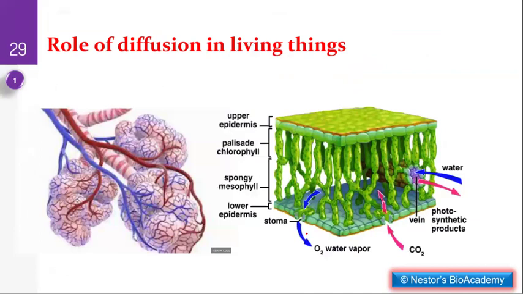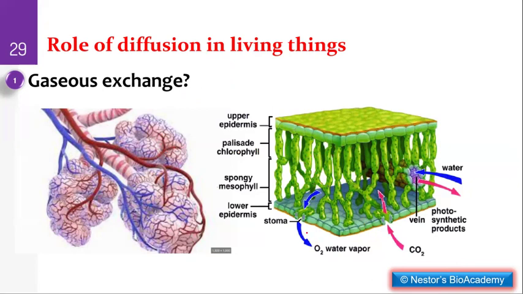Now we can wind up on the process of diffusion by looking at the role of diffusion in living things. What makes diffusion very important in living things? One, diffusion plays a very important role in gases exchange in living things. This is both in plants and in animals. In plants, gases exchange majorly takes place within the leaves.